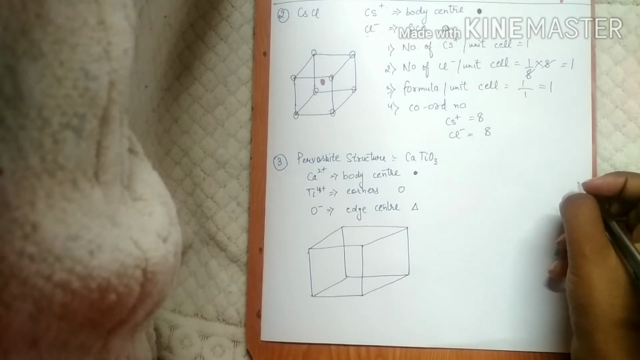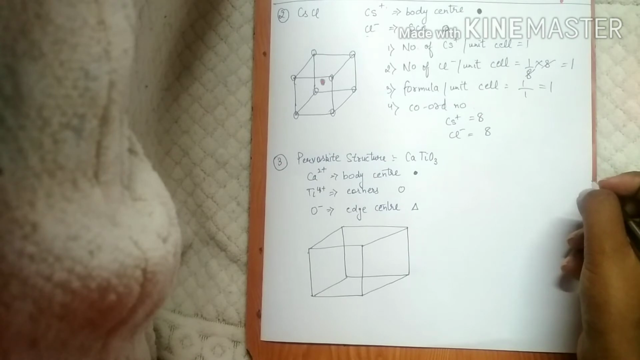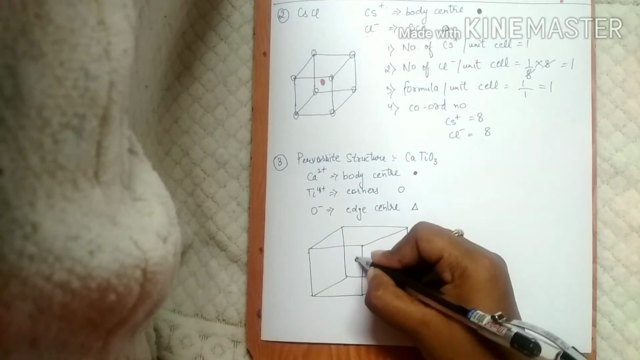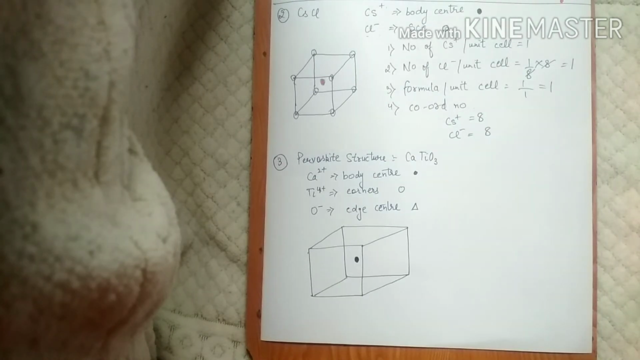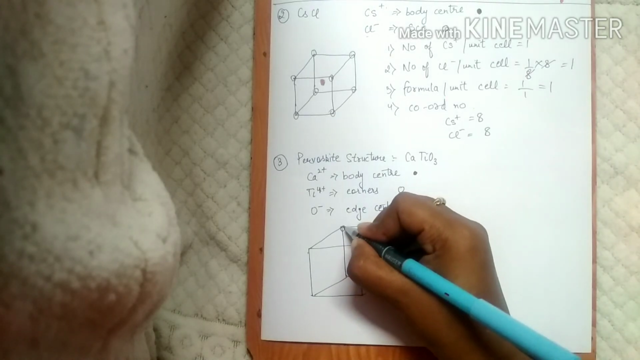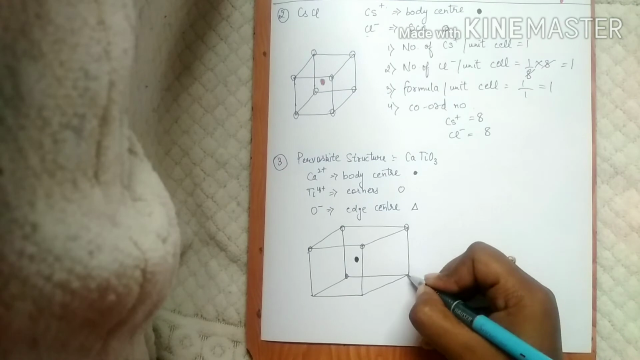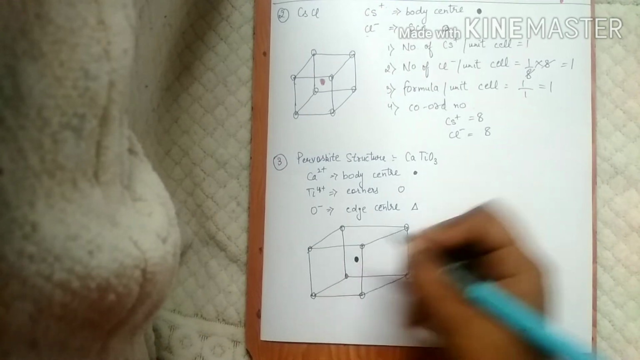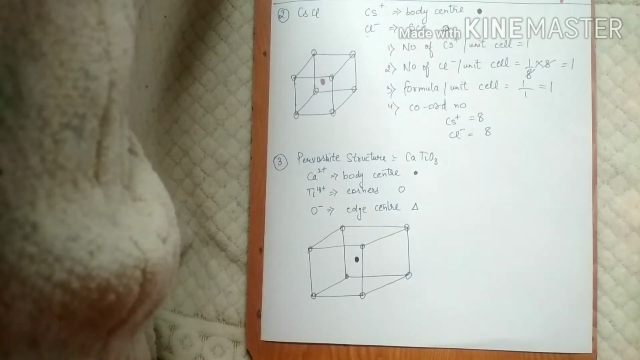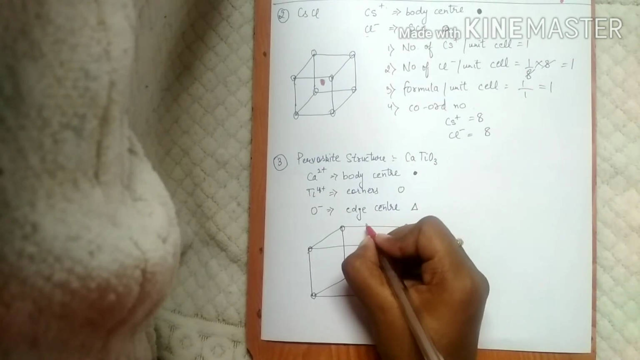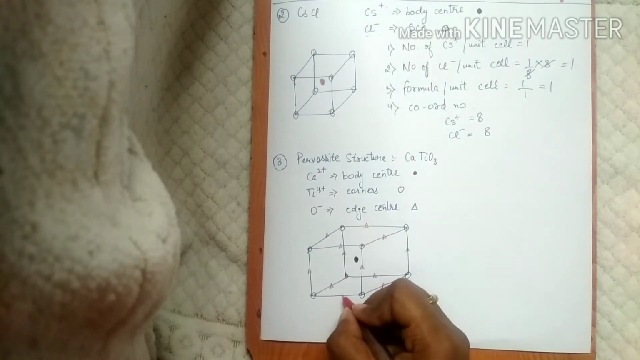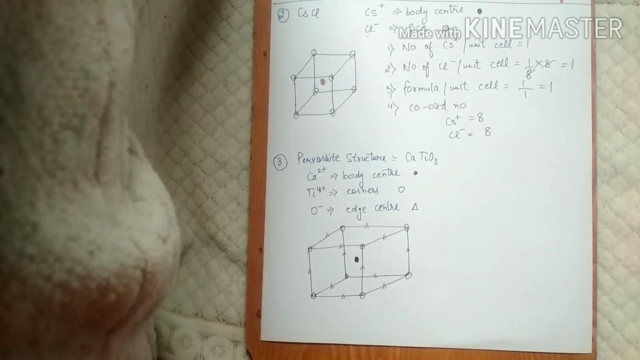So now Ca2+ is present at the body center like this. Ti4+ is present at the corners. And O2- is present at each edge center like this. So this will be the structure of your CaTiO3, or the perovskite structure.